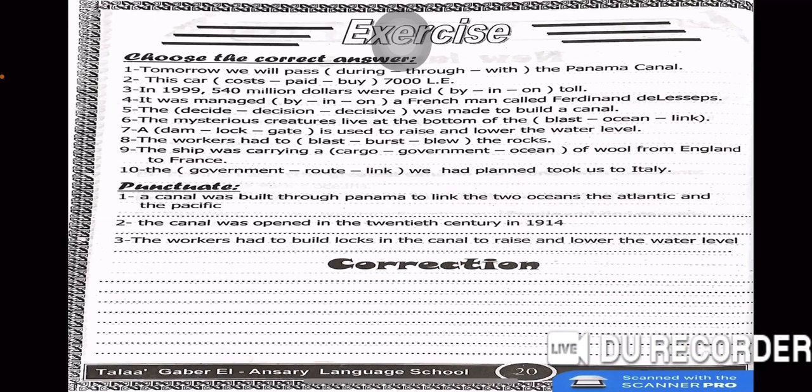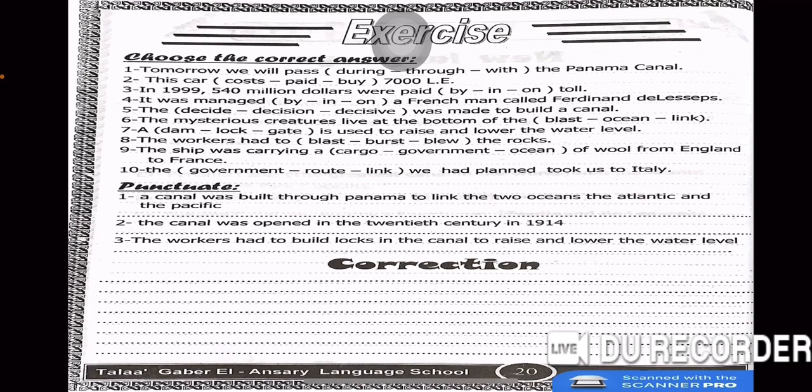Here, the exercise on page number 20. Choose the correct answer. Number 1. Tomorrow we will pass through the Panama Canal. Number 2. This car costs 7,000 LE. Number 3. In 1999, $540 million were paid in toll. Number 4. It was managed by a Frenchman called Ferdinand de Lesseps.